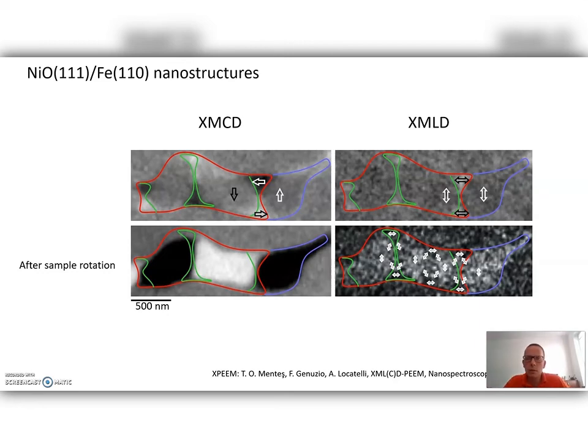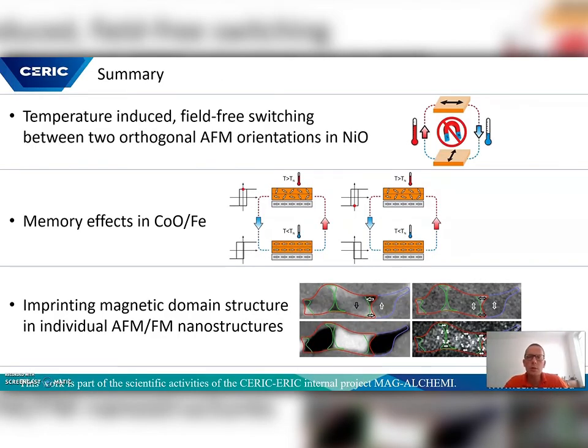And this leads me to the summary of my talk. I showed you in the main part of the presentation the possibility to switch field-free the antiferromagnetic spins of nickel oxide in nickel oxide iron bilayers, and also I showed you how we can play with a kind of memory effect in frozen spins of cobalt oxide in cobalt oxide iron bilayers, and at the end I also showed you that we can perform similar experiments in laterally nanostructured objects.